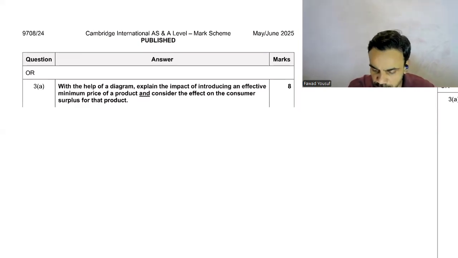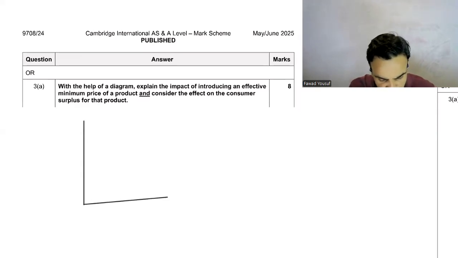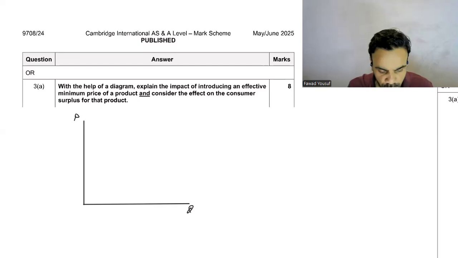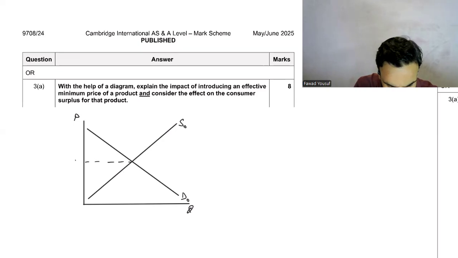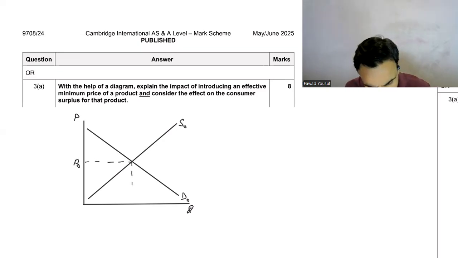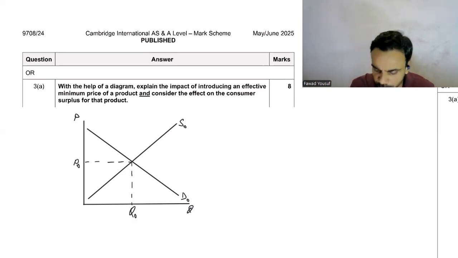Acha, so since we need a diagram, we're going to make a diagram. Make sure that your labels are always there. Labels का mark is always an important one. हमारा demand and supply. Because micro hai, to it's price and quantity. This is how the diagram is going to look like. Original supply, original demand. This could be your equilibrium price and quantity because they are mentioning it's an effective.